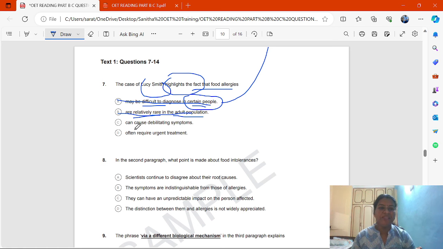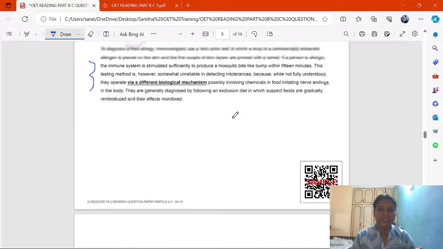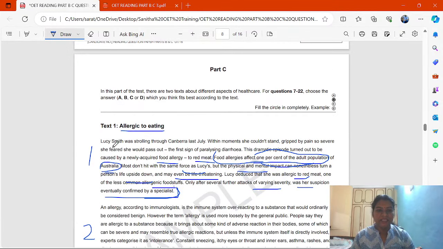Next, can cause debilitating symptoms, they are saying. Let's highlight. See, Lucy Smith was strolling through Canberra last July. Within moments she couldn't stand, gripped by pain so severe she feared she would pass out, the first sign of paralyzing diarrhea.